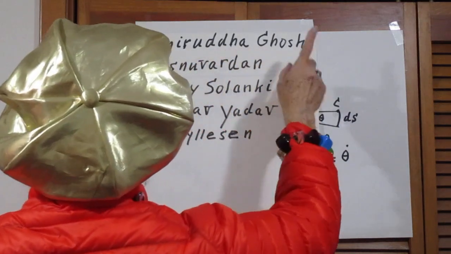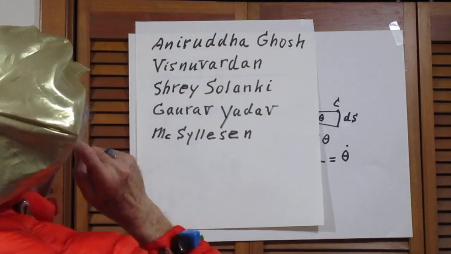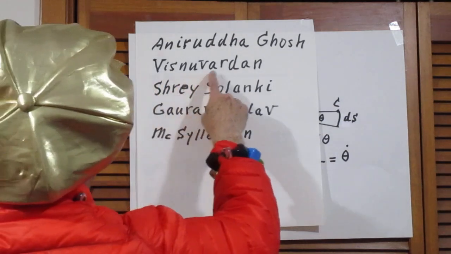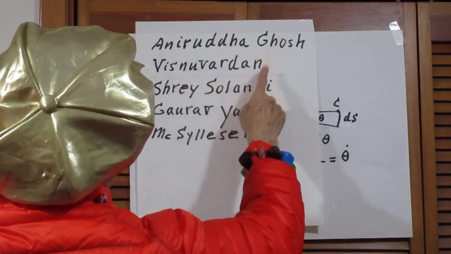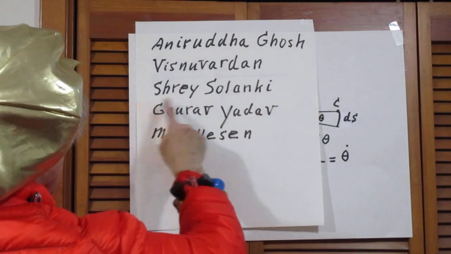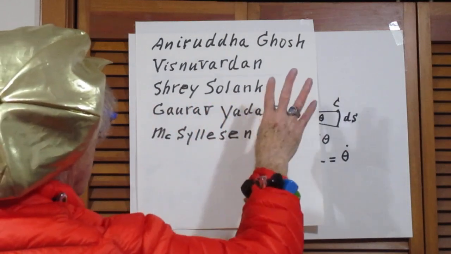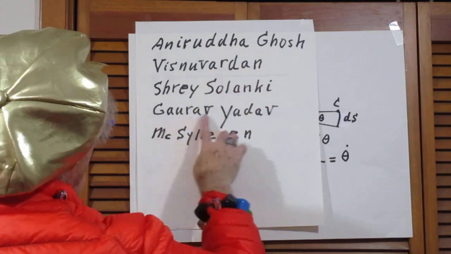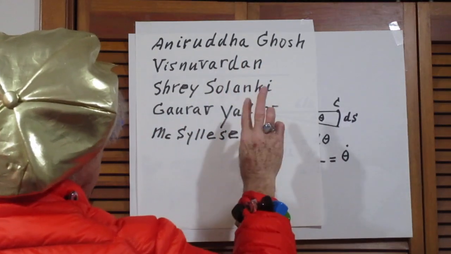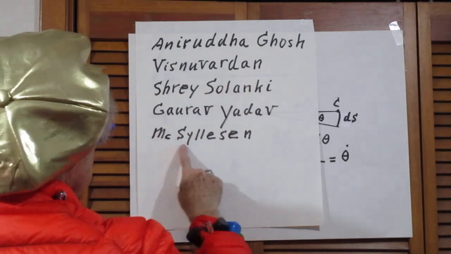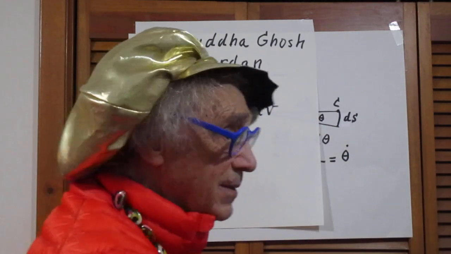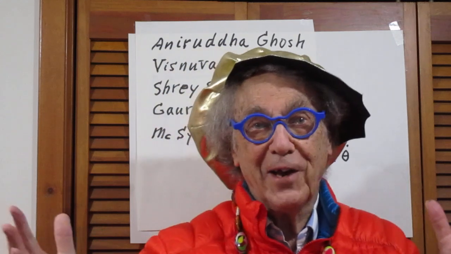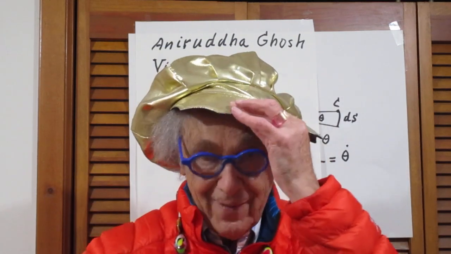Aniruddha Ghosh, that's definitely an Indian name. Vishnu Vardhan, probably Indian name. Shrey Solanki, probably Indian name. Gaurav Yadav, definitely an Indian name. Maxillison could be anything, any country.